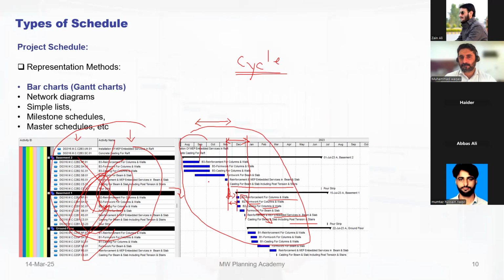How do we know, who will provide the data for the schedules? Okay, so this is a good question.